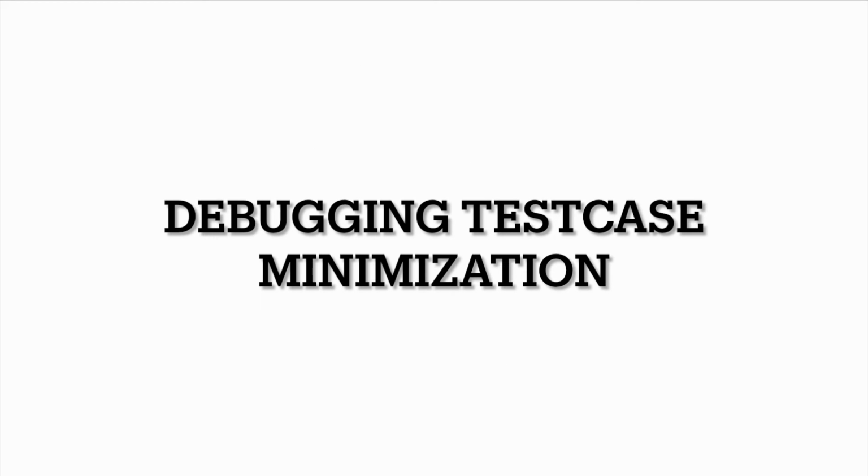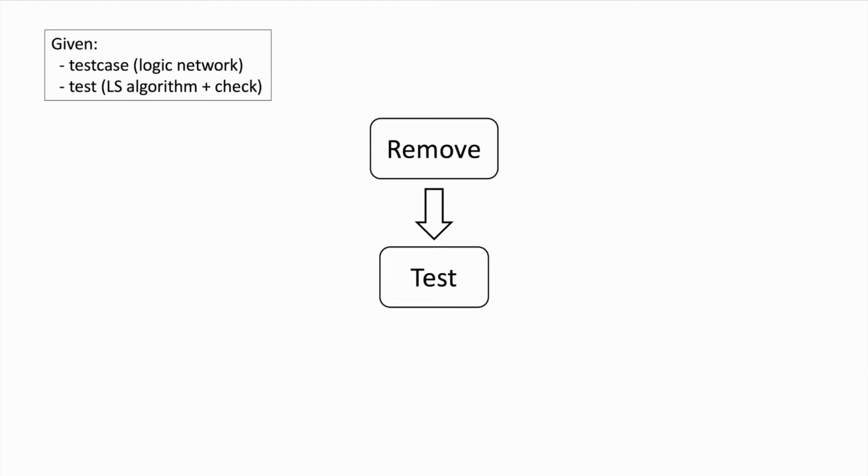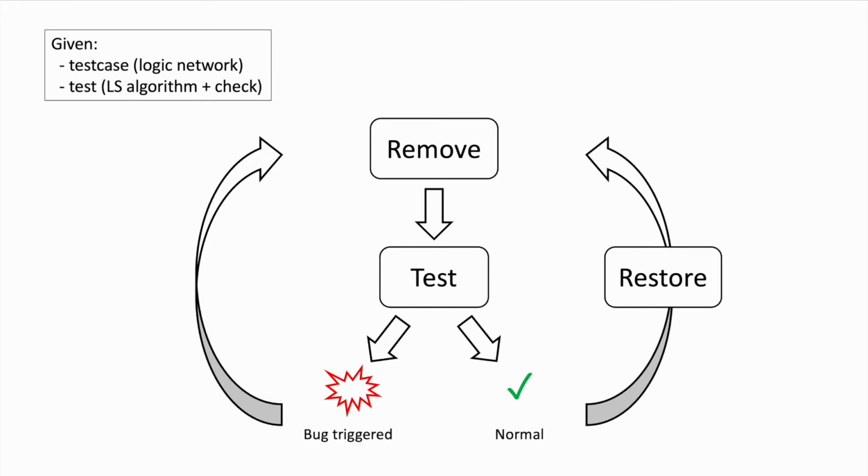For debugging, we propose a specialized test case minimization algorithm to minimize a network that makes a logic synthesis algorithm fail on some given test. It tries to remove parts of this network, tests it again, and only keeps the removals that preserve triggering the bug and failing the test.